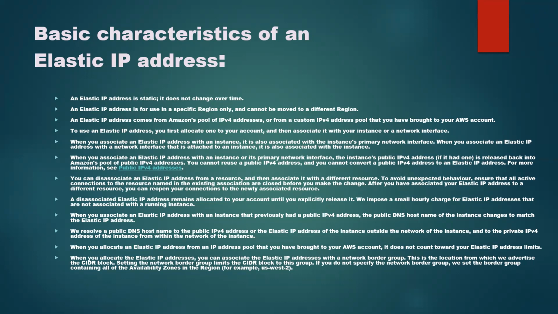Suppose there is an instance to which an Elastic IP is assigned, and now you don't require that Elastic IP on that particular instance, and you want to assign it to another instance. What you can do is disassociate that Elastic IP address from that instance, and then associate that Elastic IP address with the other instance. That way you can reuse it.